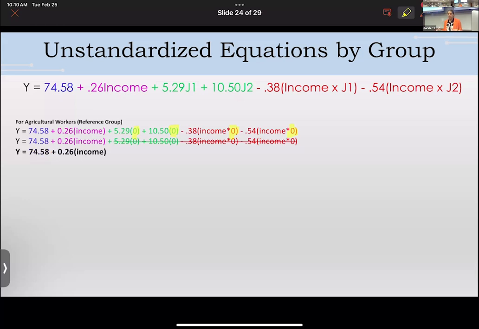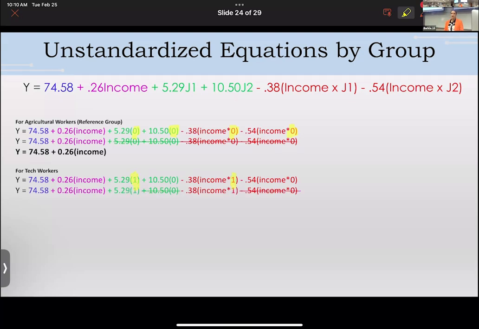That's the whole equation. Now, let's do it for tech workers. What am I going to do for tech workers? Plug in a 1 everywhere I see J1. Here's 1 and here's 1. First thing that happens, those 2 things go away. Then I end up with this 74.58 plus 0.26 income plus 5.29 minus 0.38 income. I've got 2 numbers, here's a number, here's a number, and I've got 2 slopes of income. Cool. I can combine the yellow and I can combine the blue, and I end up with 1 intercept, 1 slope.